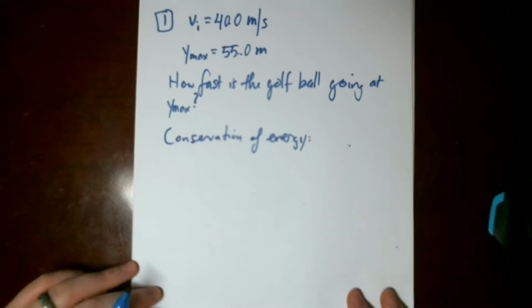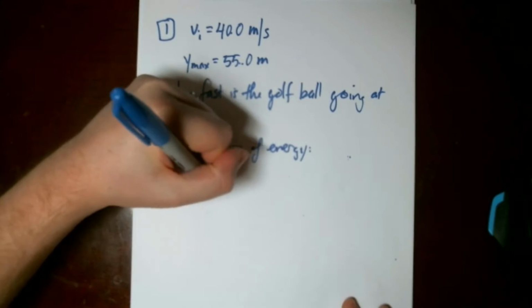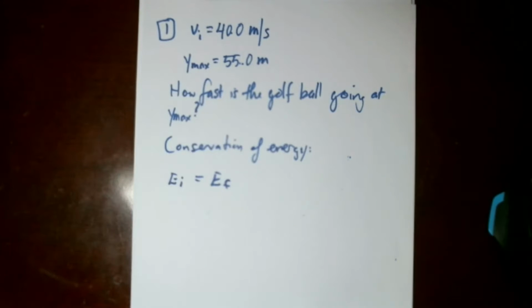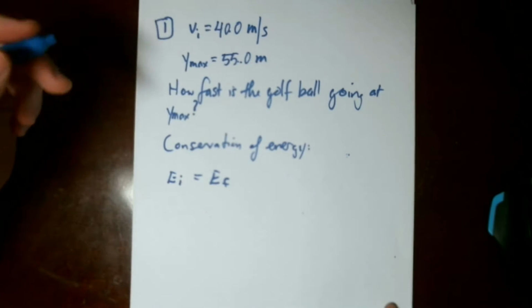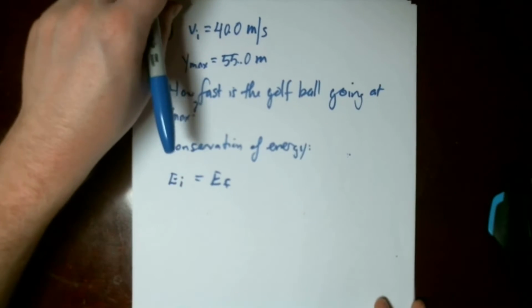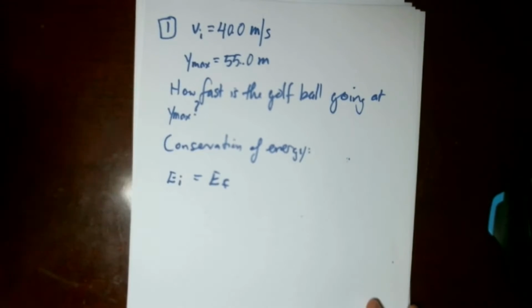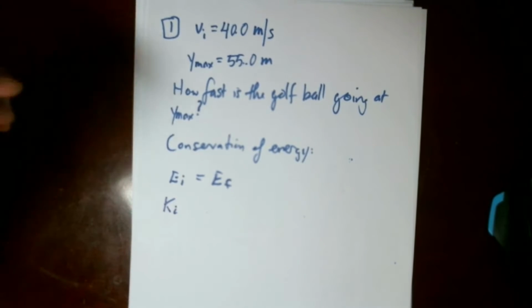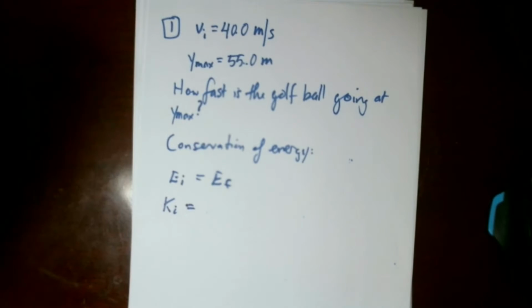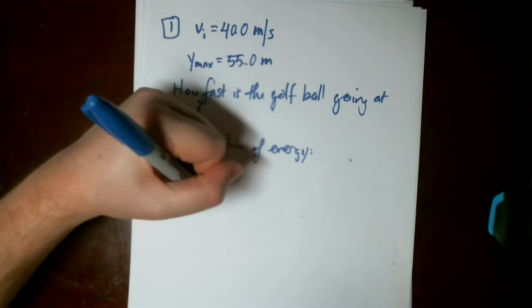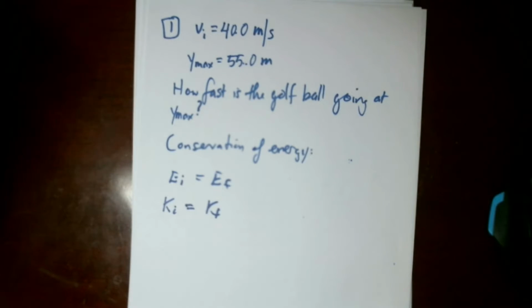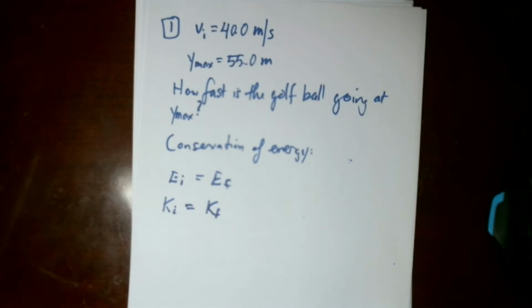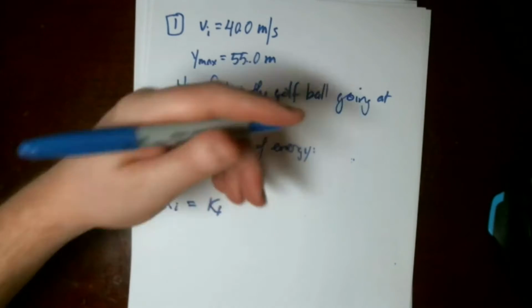So conservation of energy tells us that EI equals EF. That is, its total mechanical energy right after it's hit off the tee is equal to its total mechanical energy when it's at its maximum height. So let's write down what those energies are. When it's at the tee, it's presumably on the ground, where we'll take y to be 0, so it has no gravitational potential energy. So all of its initial energy is going to be kinetic energy. Then its final energy is going to be some kinetic energy from its forward motion, so we'll call that Kf, and then some gravitational potential energy from being above ground level.